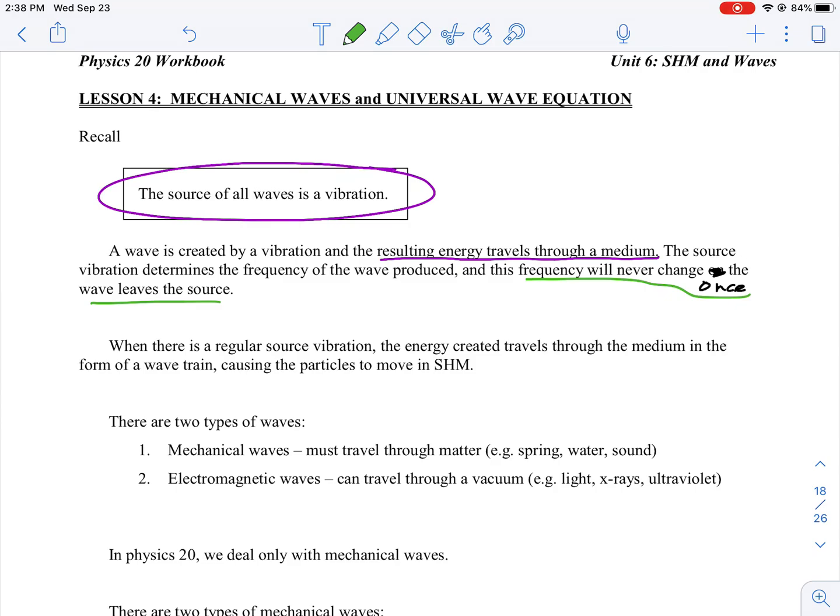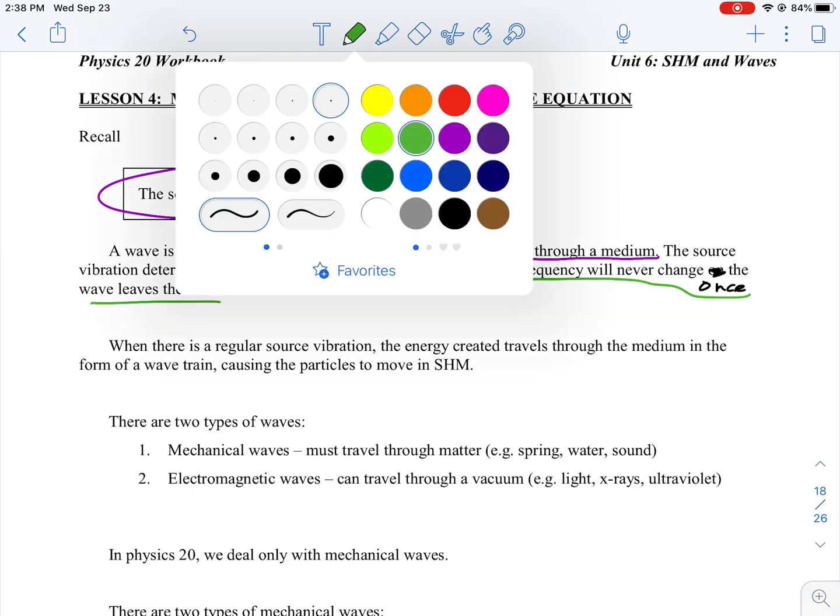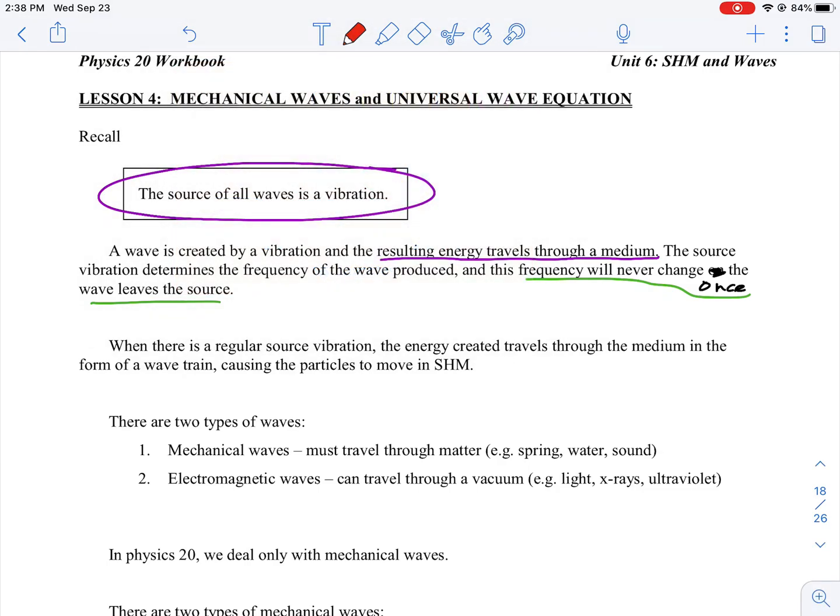Good. And here's kind of an advanced note, which I'll emphasize in an upcoming animation. I'll just highlight it here. If you have a regular source vibration, so if that vibration is in simple harmonic motion, then it turns out the particles in the medium will also move in simple harmonic motion. So that's how it relates to what we've been doing so far. You'll see that there will be simple harmonic motion in the waves itself. So it continues into the medium.